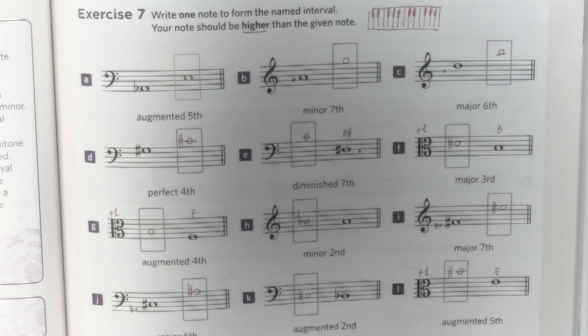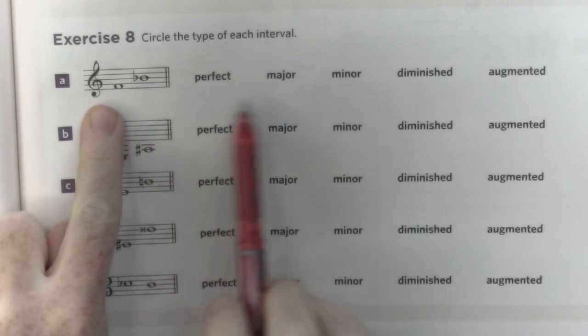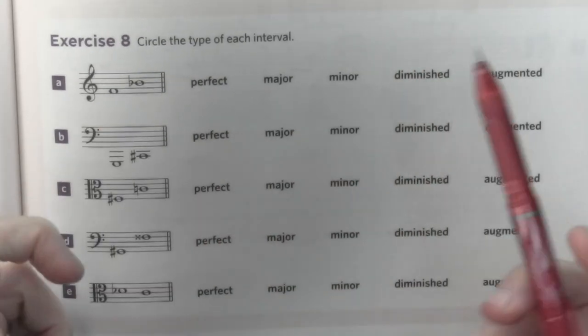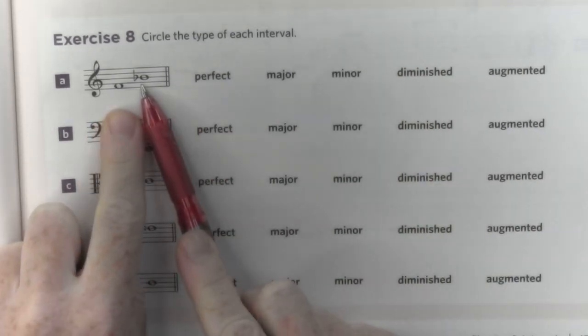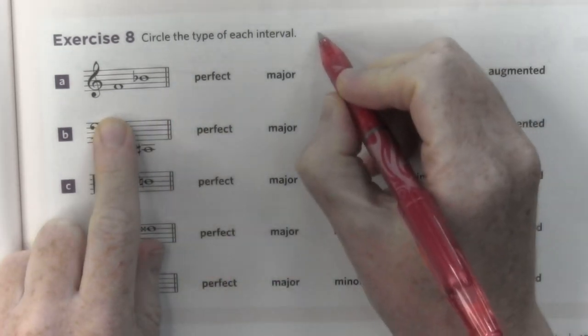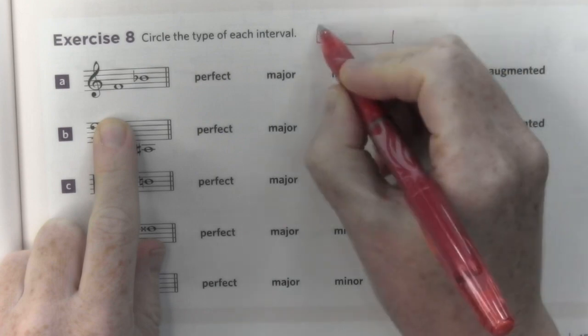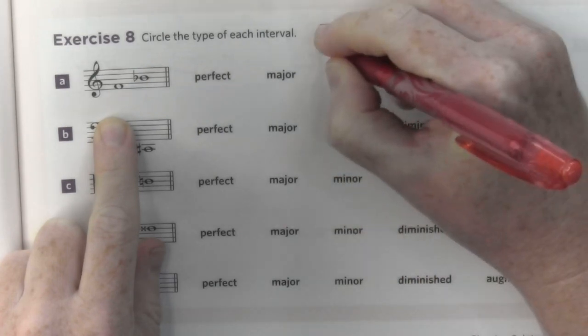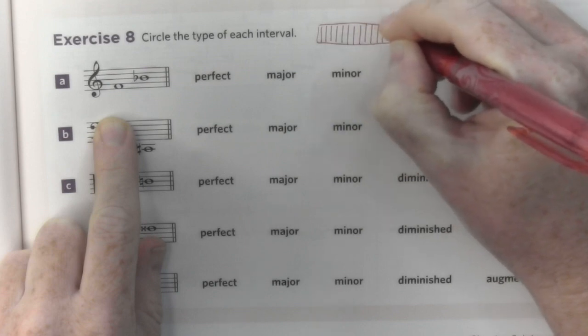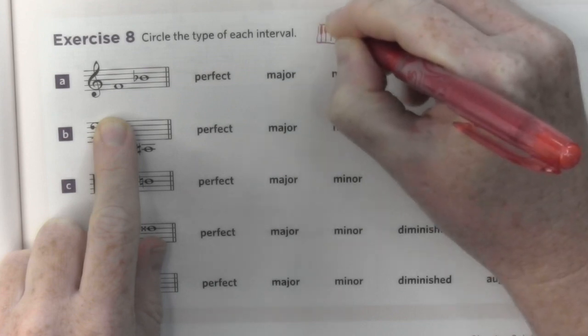For now, exercise 8. We need to circle the type, but to identify the type, I'm afraid we need to do everything. We need to identify the number and then we need to calculate the distance between the notes. So, first of all, keyboard. Now, I've remembered it before I started. That is incredible.